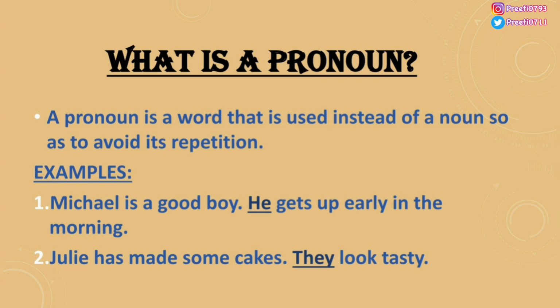The second sentence says, Julie has made some cakes. They look tasty. So the word they is being used here for cakes. Instead of repeating the word cakes again, we have used the word they. So these are what pronouns are. Pronouns are those words which can be used in place of a noun so that we will not have to repeat the noun.